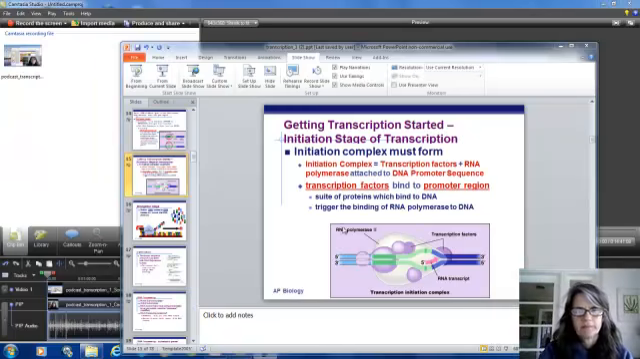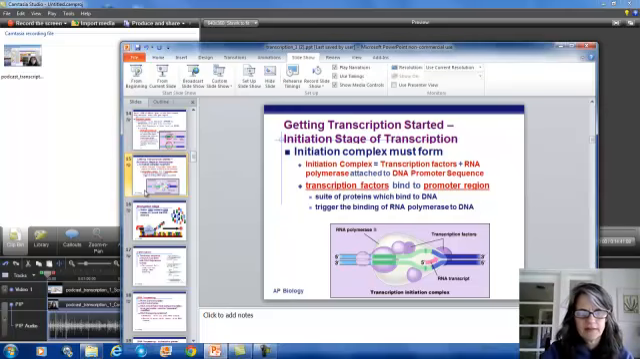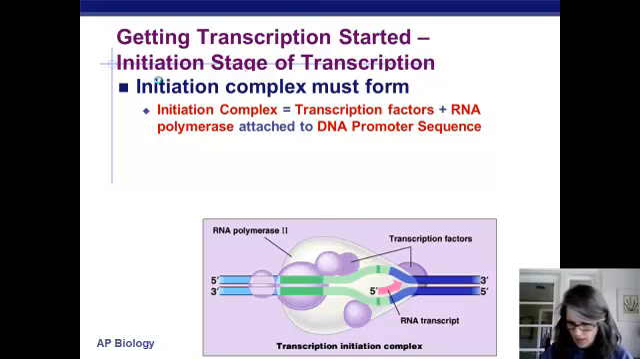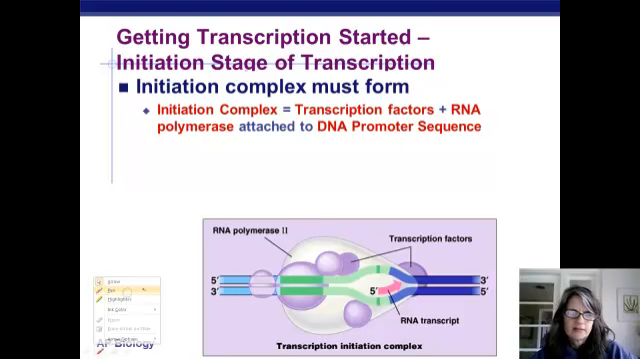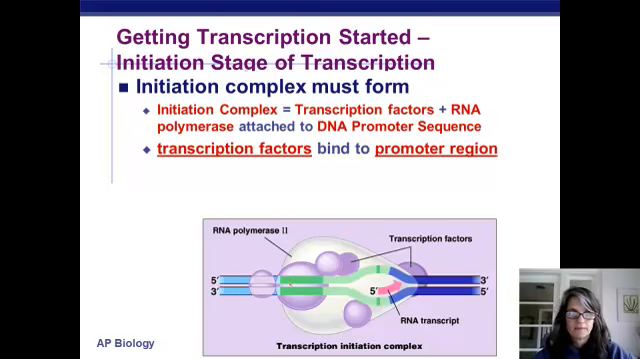Okay, so initiation, as you can see in this image, involves the transcription factors, which are just additional proteins that enable the RNA polymerase to bind to the promoter region on the DNA. Remember, the DNA is where the promoter sequence is that just tells the RNA polymerase and transcription factors, here's where we start transcribing, okay?